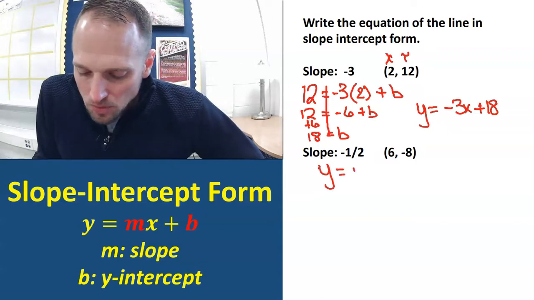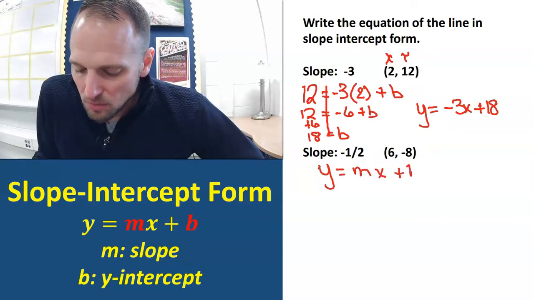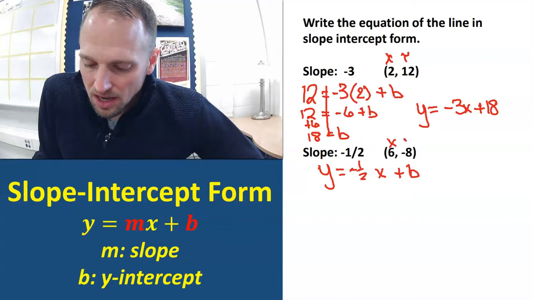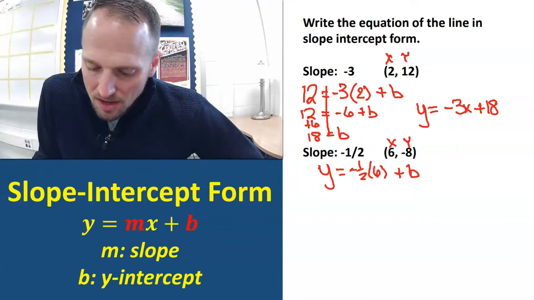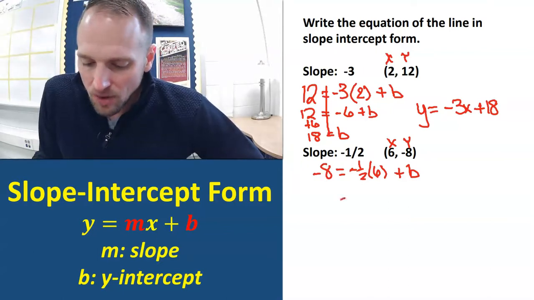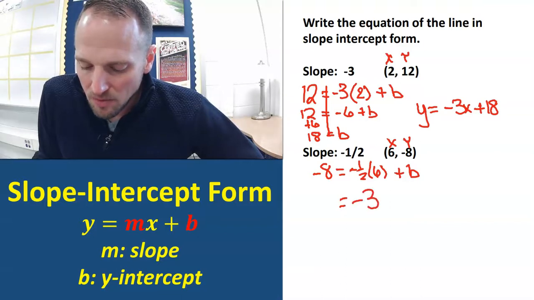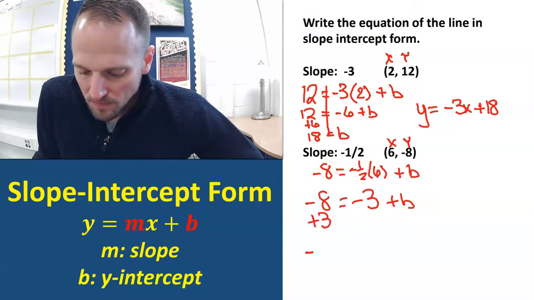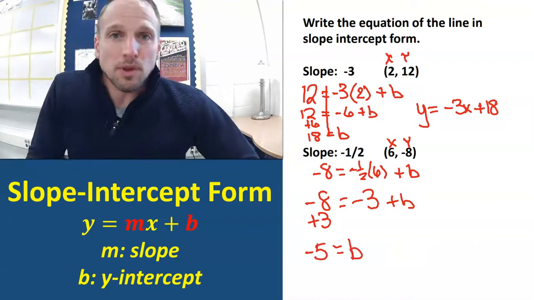Let's do it again. Y equals mx plus b. And our slope is our m. That's going to be negative 1/2. Our x is going to be 6. And our y is going to be negative 8. So negative 1/2 times 6, that's going to be negative 3, plus b is equal to negative 8. Let's just add the 3 over. Negative 5 is equal to b. So now let's plug these back in.